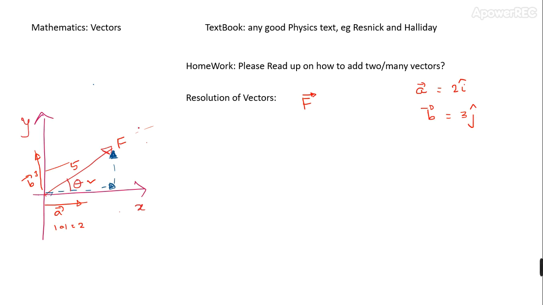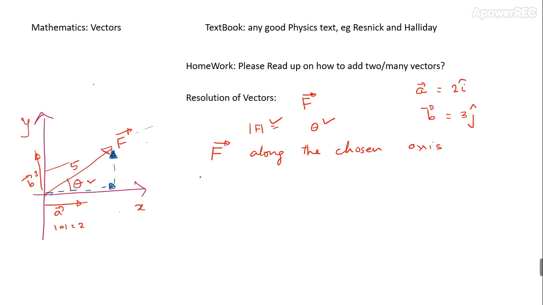Now the vector f, which is an arbitrary vector whose length is given and whose direction is given, so the length of f is given and theta is known, can be represented in a particular way, and we call it the resolution of f along the chosen axis, the axis x and y that has been shown in the diagram.